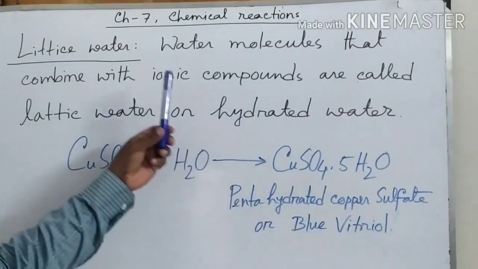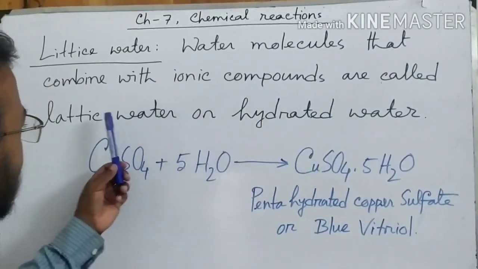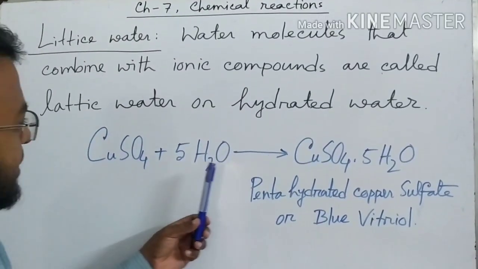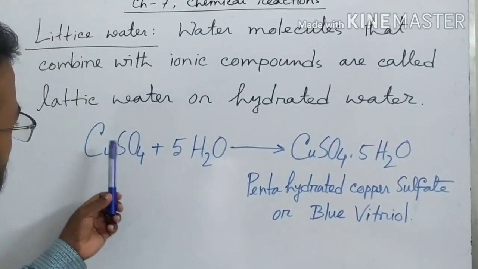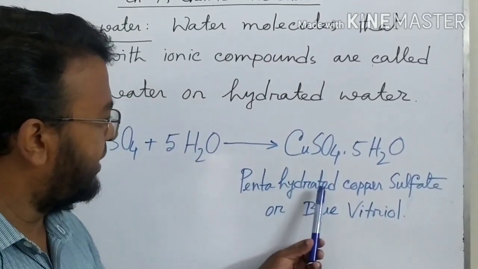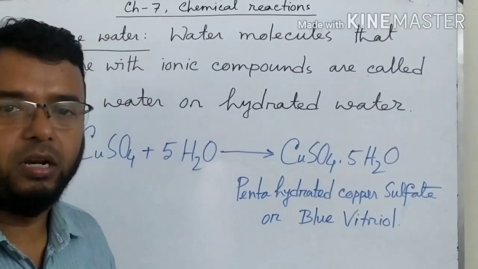Okay, now I am telling again, water molecules that combine with ionic compounds are called lattice water or hydrated water. Here copper sulfate and 5 molecules of water together are called pentahydrated copper sulfate, or another name of this is blue vitriol.